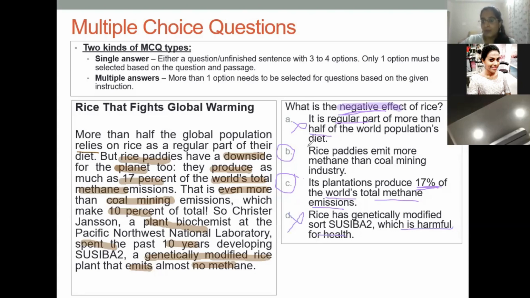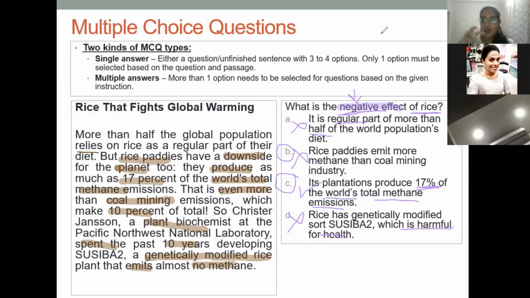Now, there are two options out of which only one has to be selected, the one which is correct. Yes, rice paddies emit more methane than coal mining industry. But what is the negative effect specifically of rice? They are not asking us what produces more methane between rice and coal. So this also cannot be my answer. My answer is its plantations produce 17% of the world's total methane emissions.